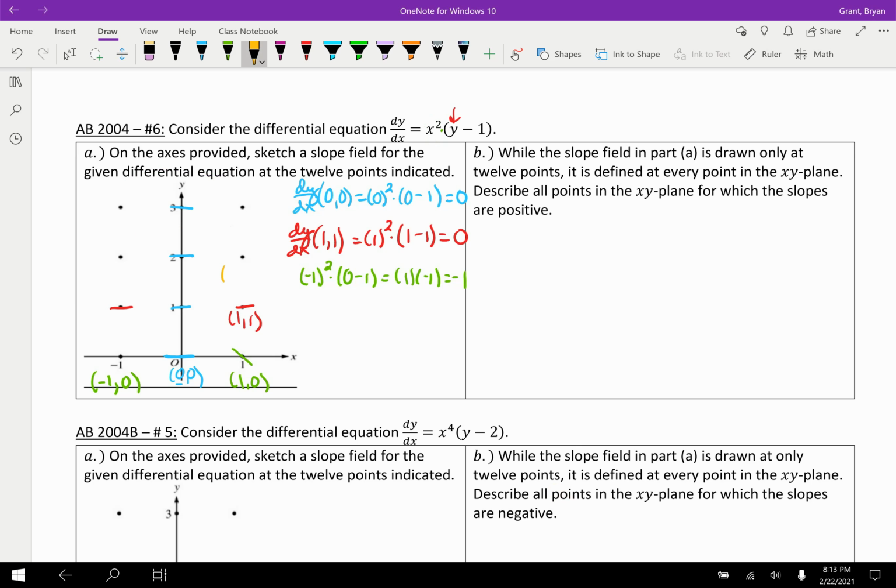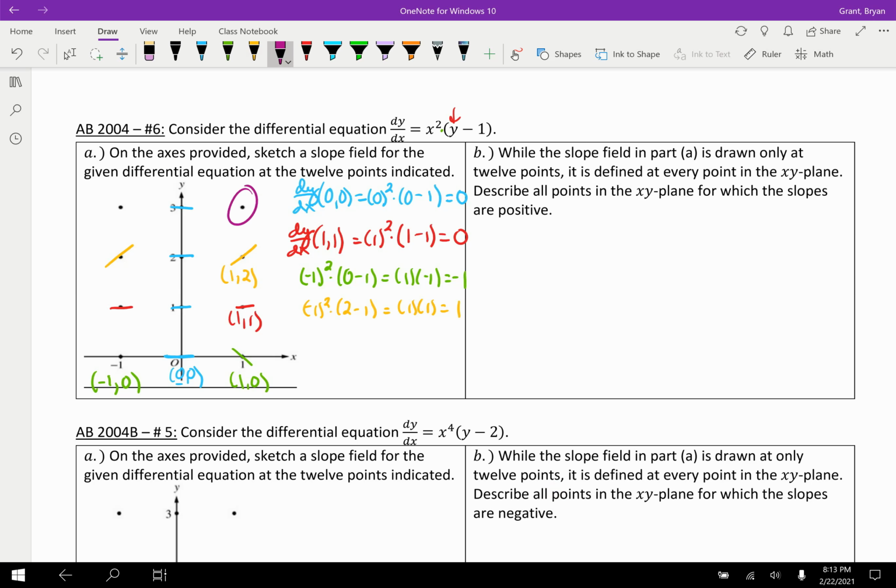So this is the point. What is that point? 1, 2. All right, so x-coordinate squared, 2 minus 1. I'm seeing 1 times 1, which is a slope of 1. All right, and I know that this one will have the same. You can test it if you don't believe me, but negative 1 squared, still 1.